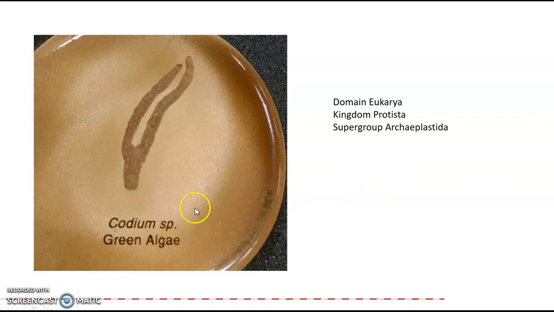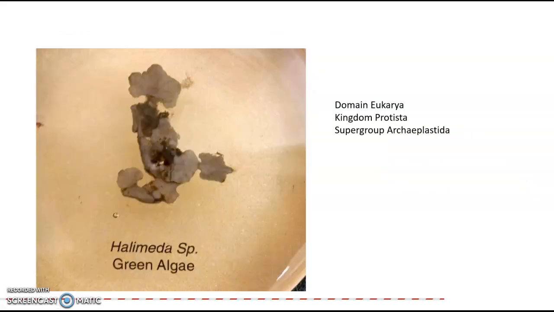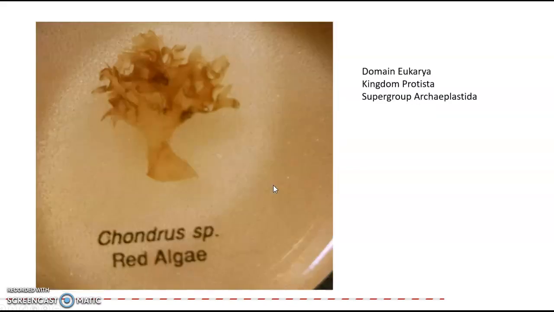And then we have a preserved specimen. This is a green algae. All you have to know is that it's a green algae. It actually is the color green. When you look at the preserved specimen up close, you'll see that it is a light green color. So it's in the green algae, domain Eukarya, kingdom Protista, supergroup Archaeoplastida. Another green algae, same supergroup, Archaeoplastida. This one is also green in color. It's more leaf-like, but it's green in color.